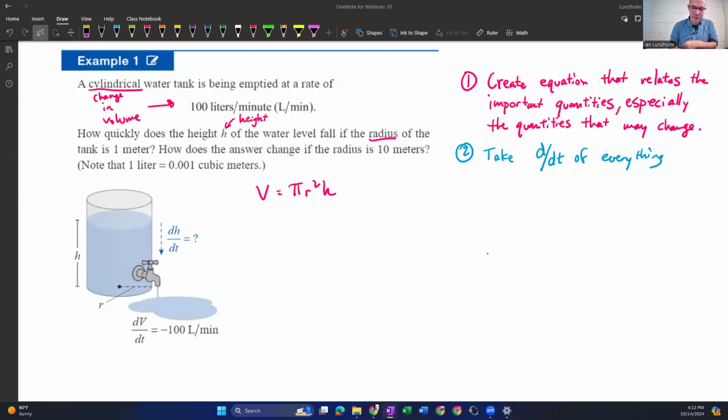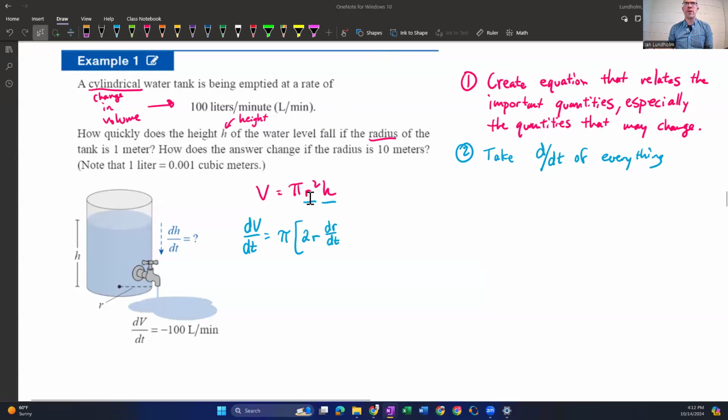let's go ahead and take the derivative with respect to t of everything. We get dV dt over here. I'm just going to leave pi out on the front here. And let's just focus on our product rule being r squared and h. So for the first one, let's take the derivative of the first one. If we take the derivative of r squared with respect to t, that turns into 2r times dr dt according to the chain rule.